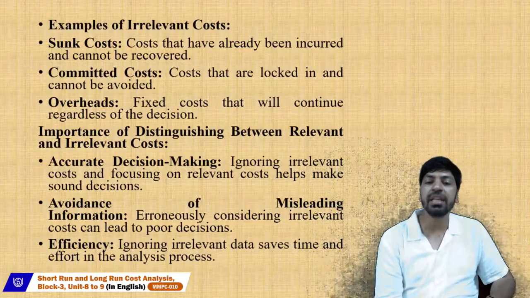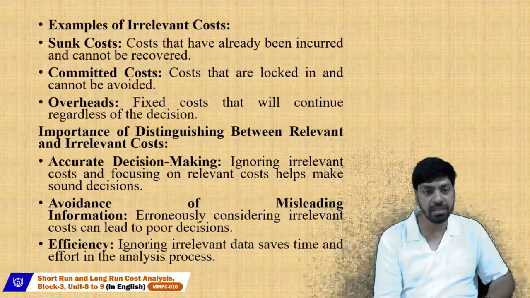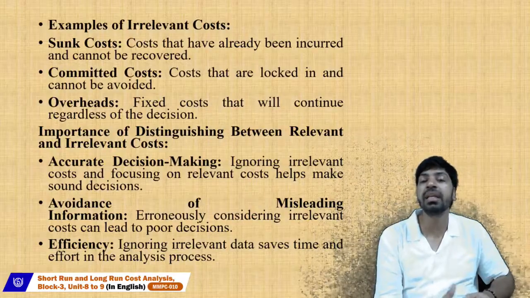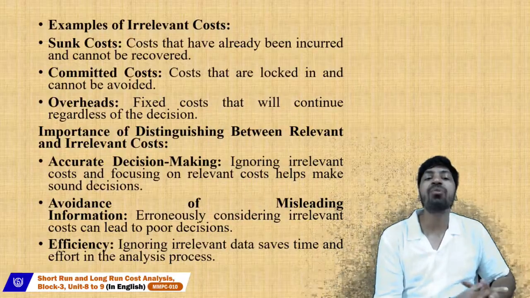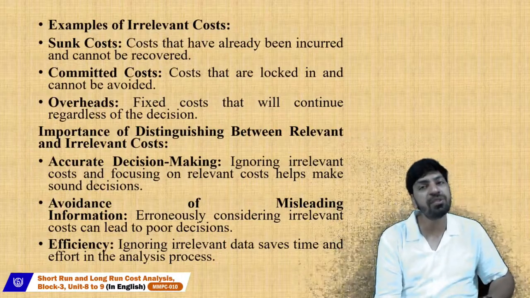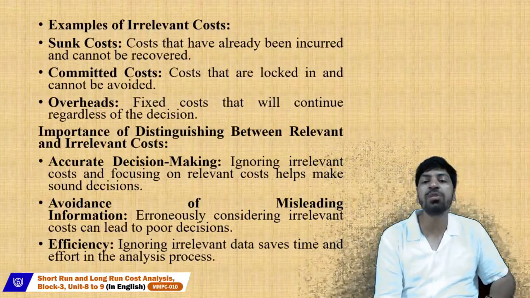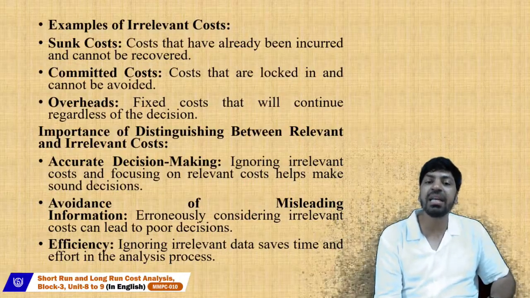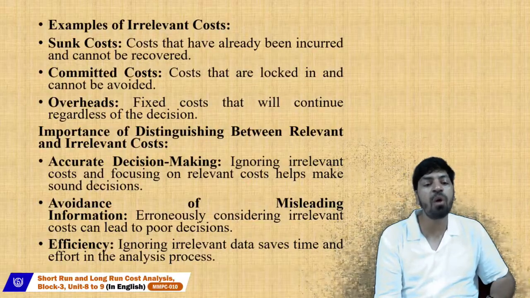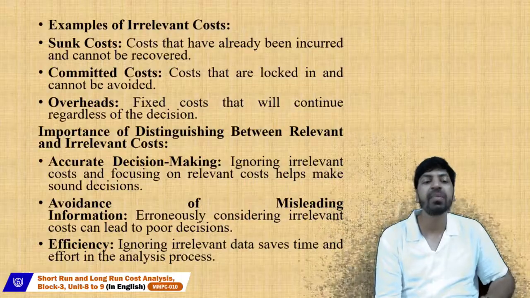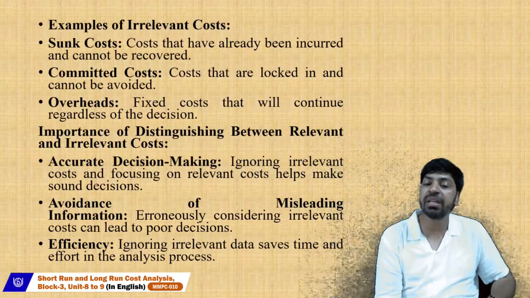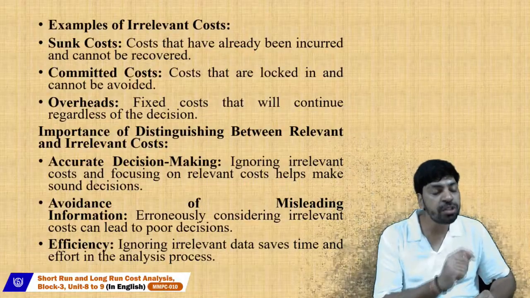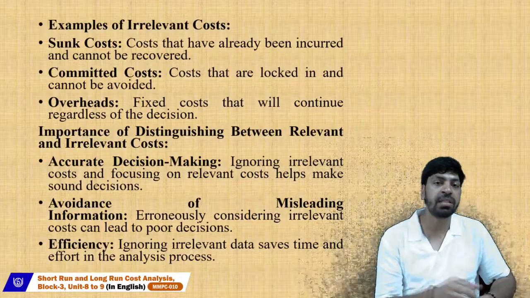Let's talk about distinguishing between relevant and irrelevant costs, and why there is a need to distinguish between these two costs. Accurate decision making: it ignores the irrelevant cost and focuses on relevant cost, which helps to make impactful decisions. Avoidance of misleading information: of course, the irrelevant cost leads to poorer decisions. Efficiency: ignoring irrelevant data saves time and effort in the analysis process of launching any new product.